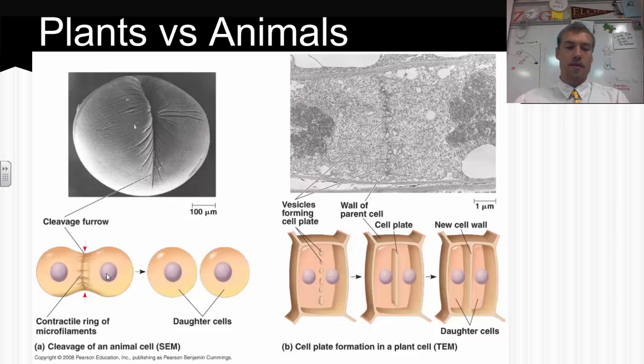Now, some differences in plants and animals. Plants do not have centrioles, so they use a different mechanism for lining up their chromosomes in the middle, which we're not going to learn about. Because they have cell walls, a plate forms in the middle, and those plates eventually connect with one another, forming a new cell wall, which then splits into two daughter cells, as opposed to the cell membrane simply pinching in when we're talking about animal cells.